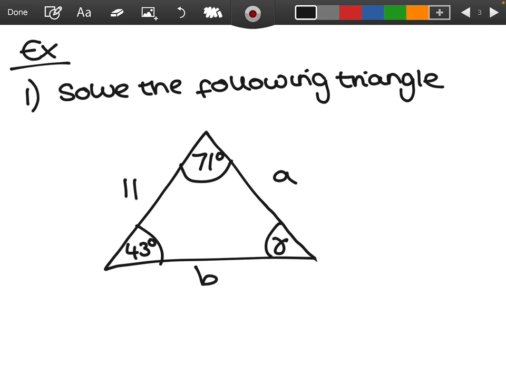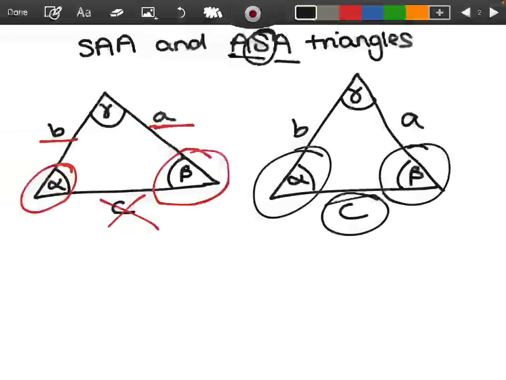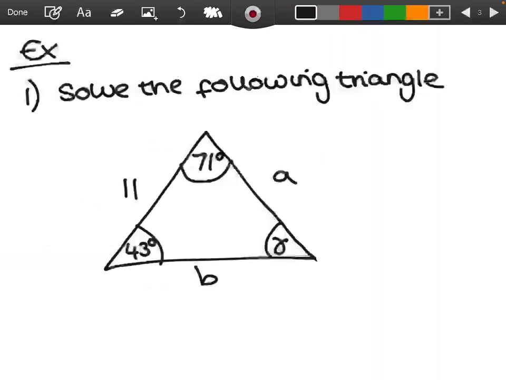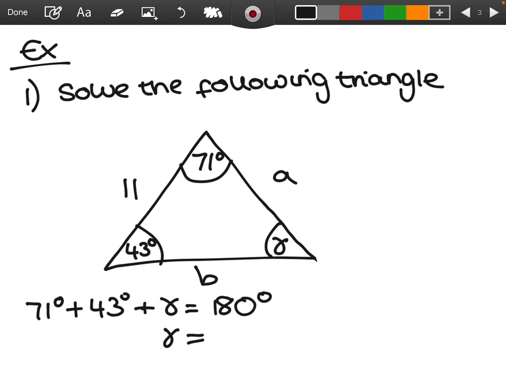Easiest thing to solve first whenever you're given one of these examples, whether it be an SAA or an ASA triangle, you're given 2 out of 3 of the angles. Always solve for that third angle first. It's the easiest thing to solve for. Okay, you know all the angles have to add up to 180, so go ahead and find that third angle first. So I know that 71 plus 43 plus gamma must equal 180 degrees. If you figure that out, that tells me that gamma must be 66 degrees. So that's the easiest thing to figure out first.